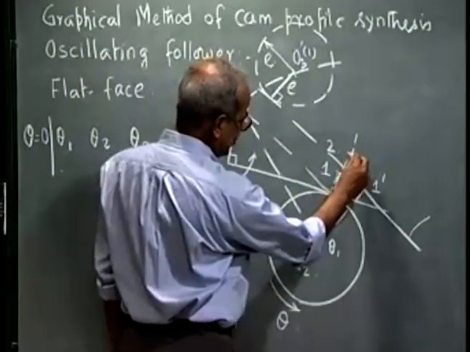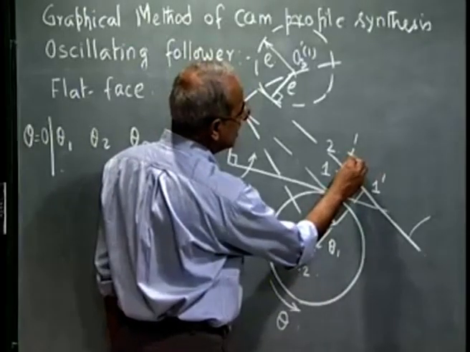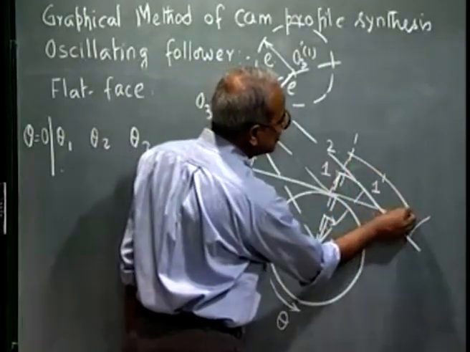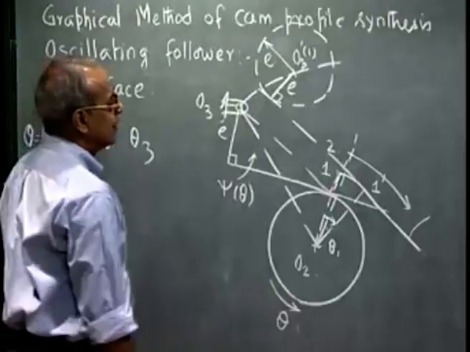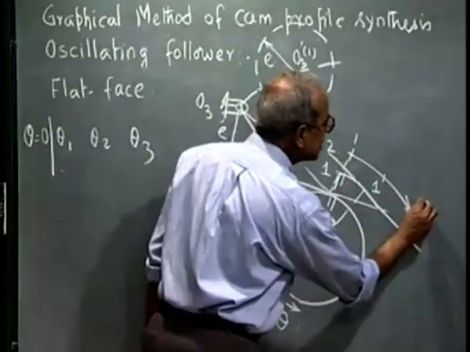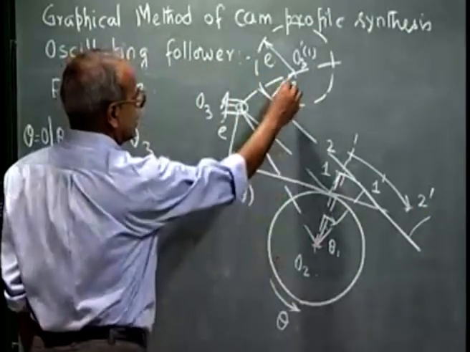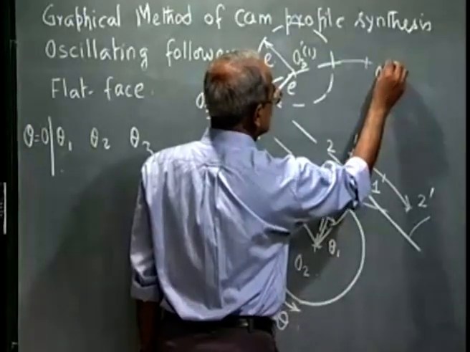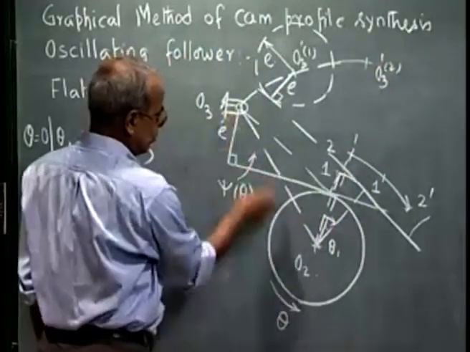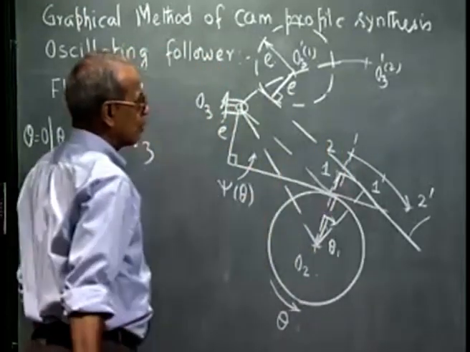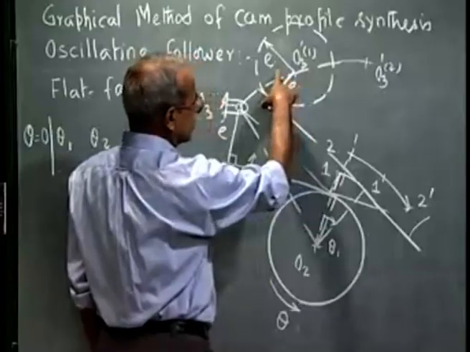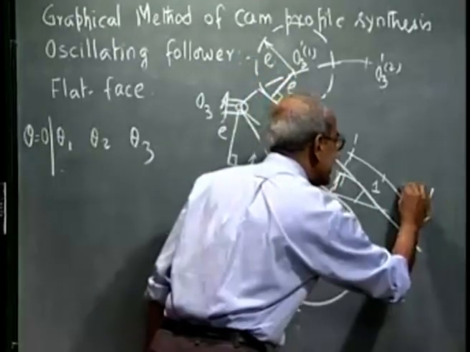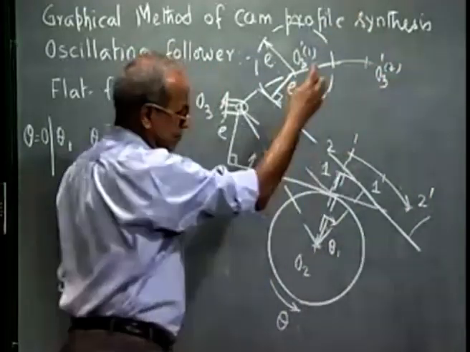Similarly, I can rotate O2 2 through an angle theta 2 to get the inverted position 2 prime. Then I go to O3 2, wherever that is, by rotating O2 O3 through theta 2 in the clockwise direction. Then again I draw this circle of radius E, and from 2 prime I draw a tangent to that circle, and then that tangent, I am not drawing everything, it becomes cumbersome.